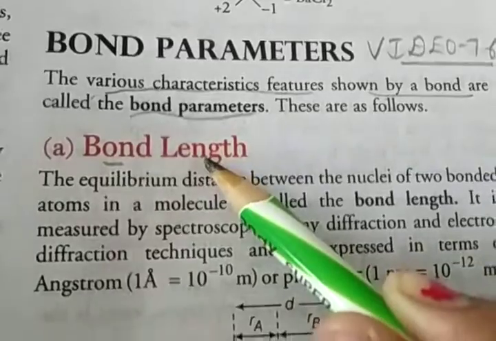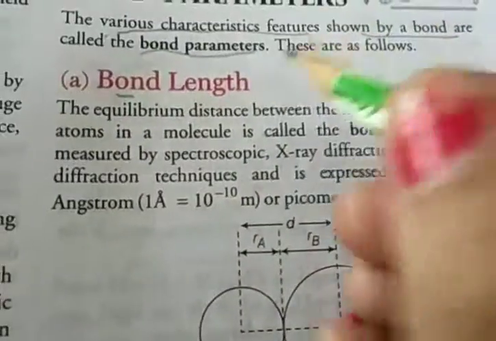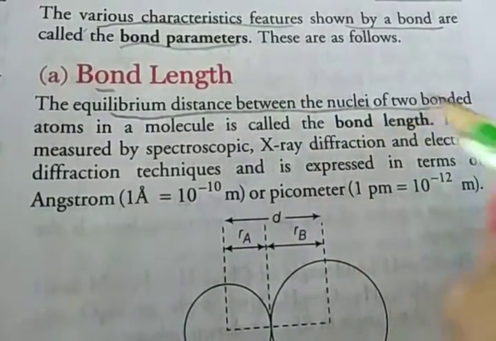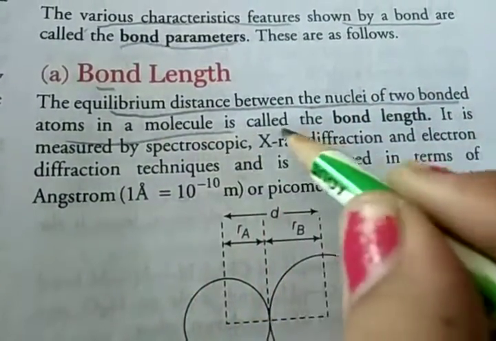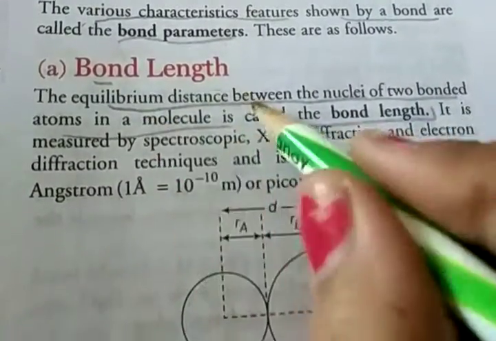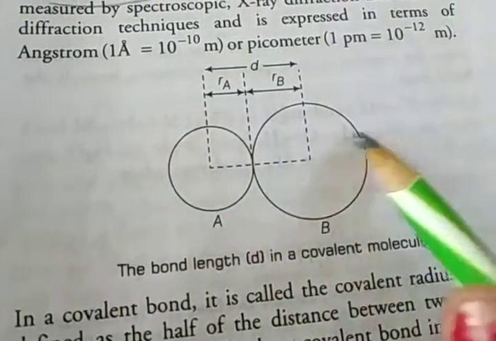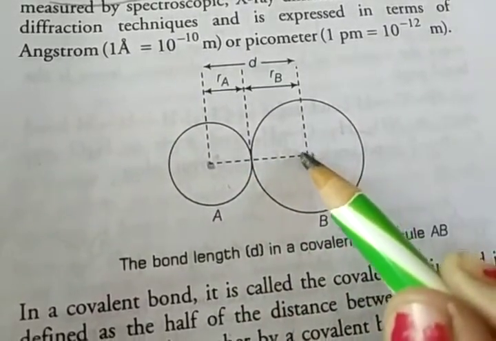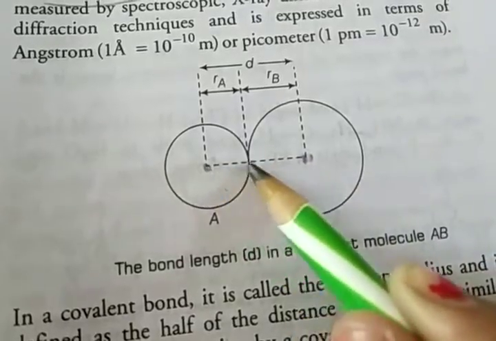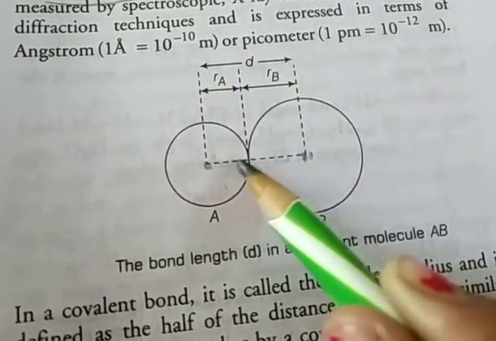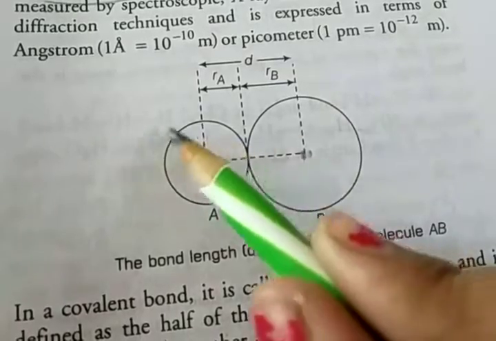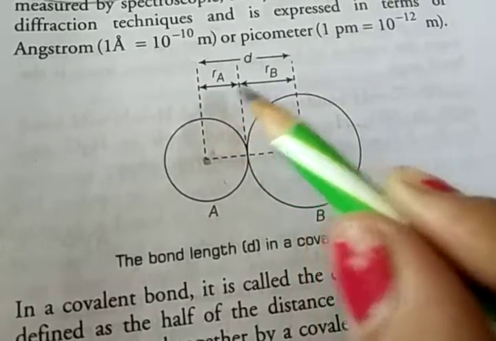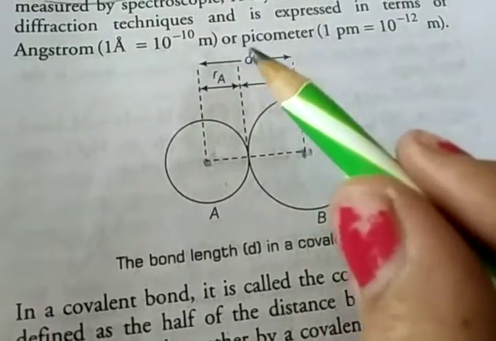So the first bond parameter is bond length. So what is bond length? The equilibrium distance between the nuclei of two bonded atoms in a molecule is called the bond length. Here you see two atoms, A and B. This is the center point, this is the center point, we have to say nuclei. So equilibrium, so equal distance. For A, RA and for B, RB, and the distance is small d.